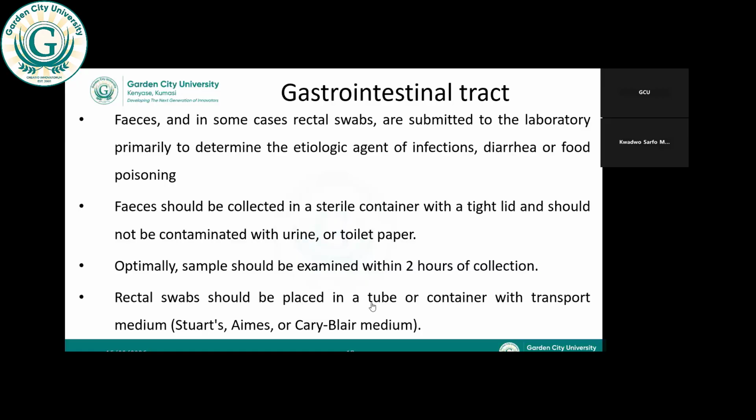If it is for culture, it is advisable to keep them in a transport medium, like Stuart's, Amies, or Cary-Blair medium. If it's for microscopy of intestinal parasites, we don't encourage keeping them in the transport medium because they're not going to be cultured. We're just going to examine by microscopy. It depends on the condition. In some cases they may request that you keep the stool sample in formalin for examination. So we always confirm before you start to add formalin or put them in the transport medium.